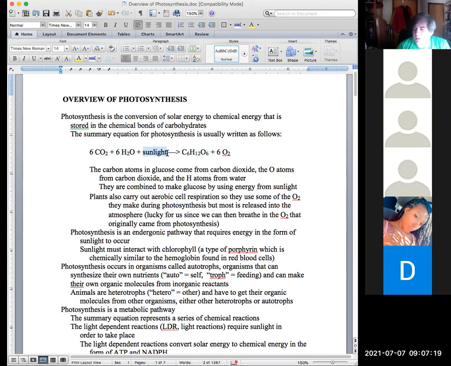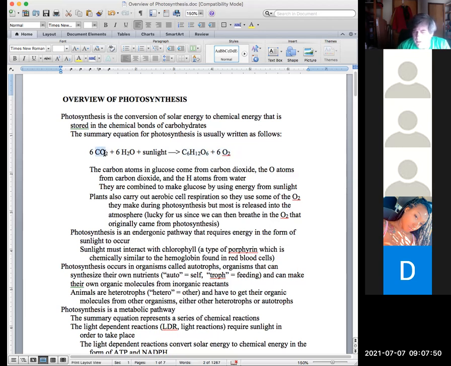This is an endergonic or an endothermic reaction, so that means it absorbs energy from the environment. So the energy that is used in photosynthesis is sunlight. Well, there are some plants now that can use artificial lights like we have in our house, but before people came along, it was always sunlight. We're going to make two products. We're going to make glucose, and we're going to make oxygen.